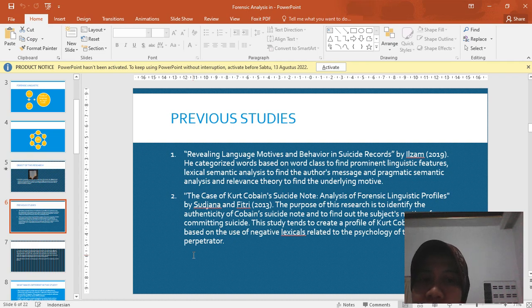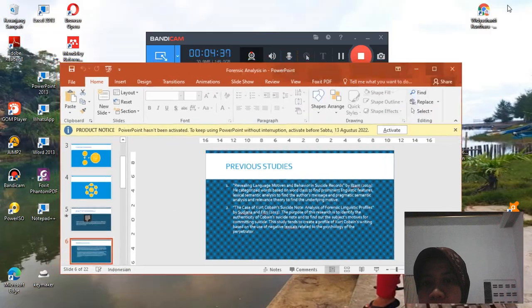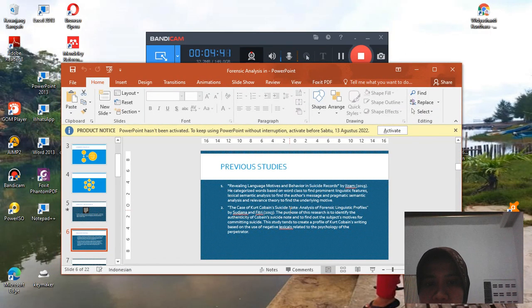The second study is from Sujana and Fitri 2013. Their title is The Case of Kurt Cobain's Suicide Note, Analysis of Forensic Linguistic Profiles. This paper has an aim to identify the authenticity of Cobain's suicide note and to find the subject's motives for committing suicide. The study tends to create a profile of Cobain's writing based on the use of negative lexicals related to the psychology of the perpetrator.